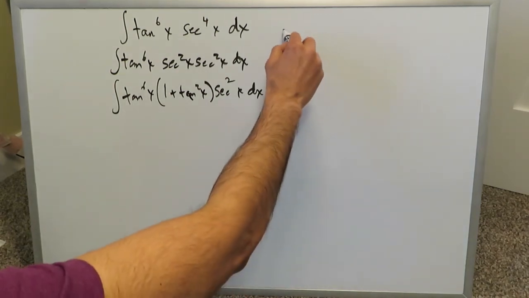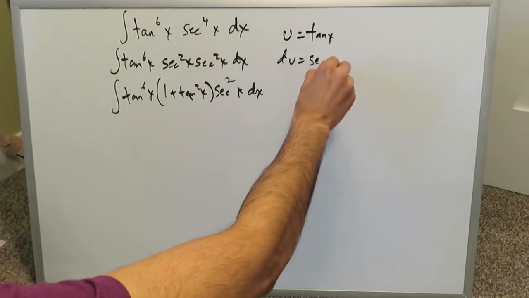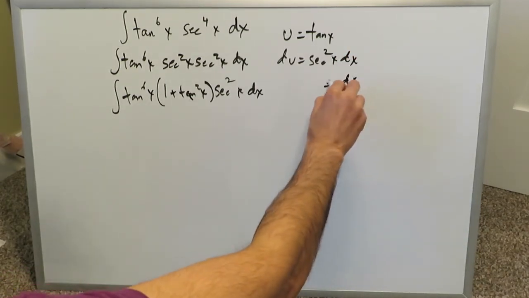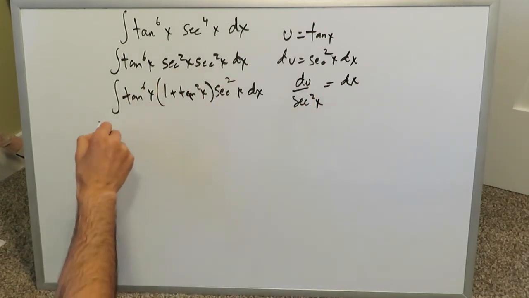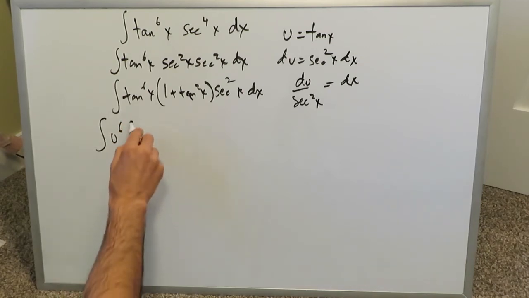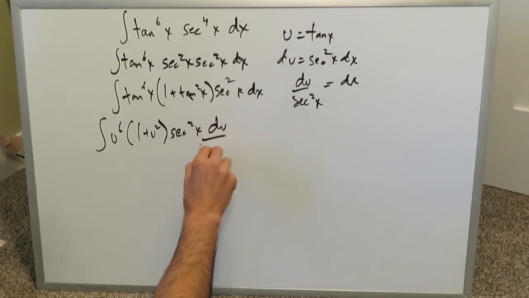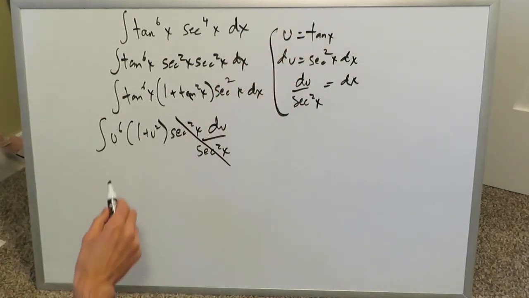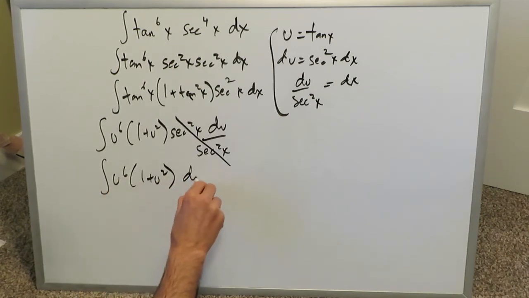I can do a substitution over here. If u is equal to tan x, then du is equal to secant square x dx. And by the substitution technique, dx is equal to du over secant square x. We just bring in the u's over here. U to the 6th, parentheses 1 plus u square, secant square x, and then du over secant square x. These just cancel out. What we essentially have is u to the 6 times 1 plus u square du.